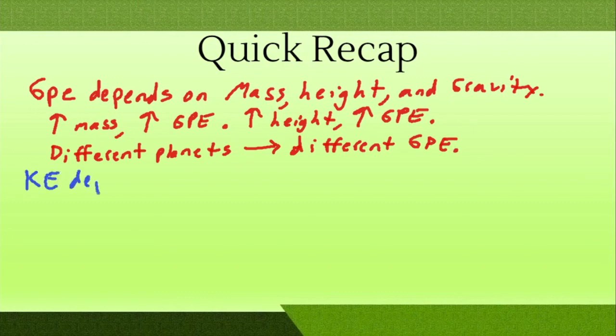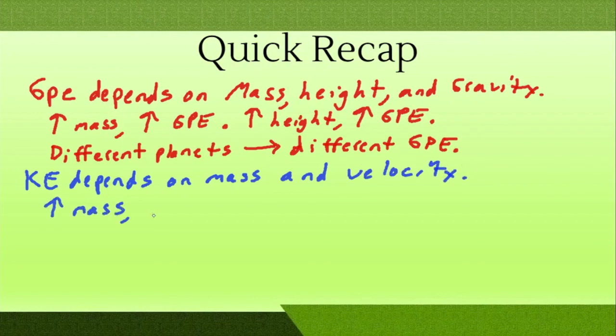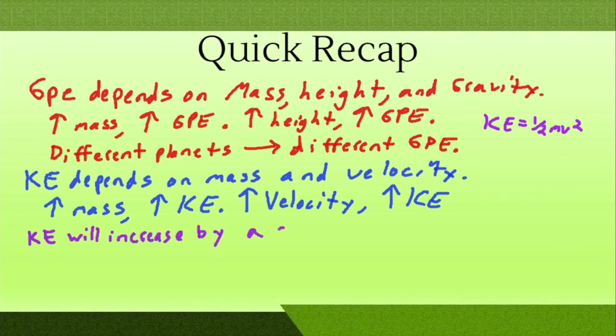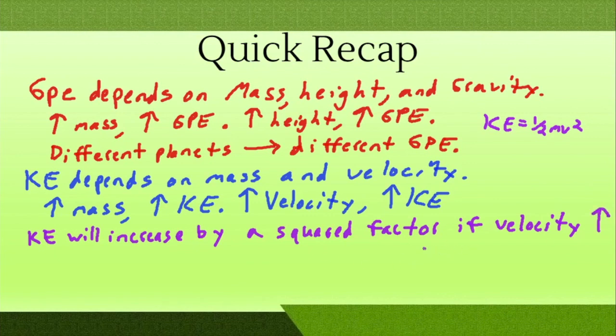The next thing I want to talk about is kinetic energy. And kinetic energy depends on mass and velocity. That means that as mass increases, our kinetic energy increases. And as velocity increases, kinetic energy is also going to increase. Something important to note, though, is that velocity in our kinetic energy equation is squared. So if we actually double the velocity, it will end up quadrupling the kinetic energy. So whatever you do to velocity, it's going to have a squared result on kinetic energy.